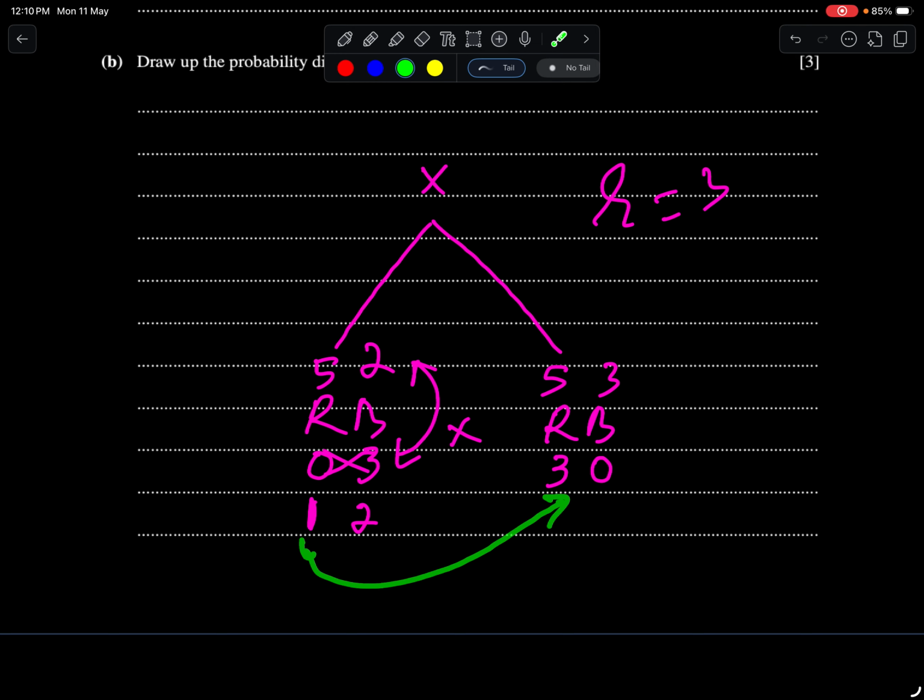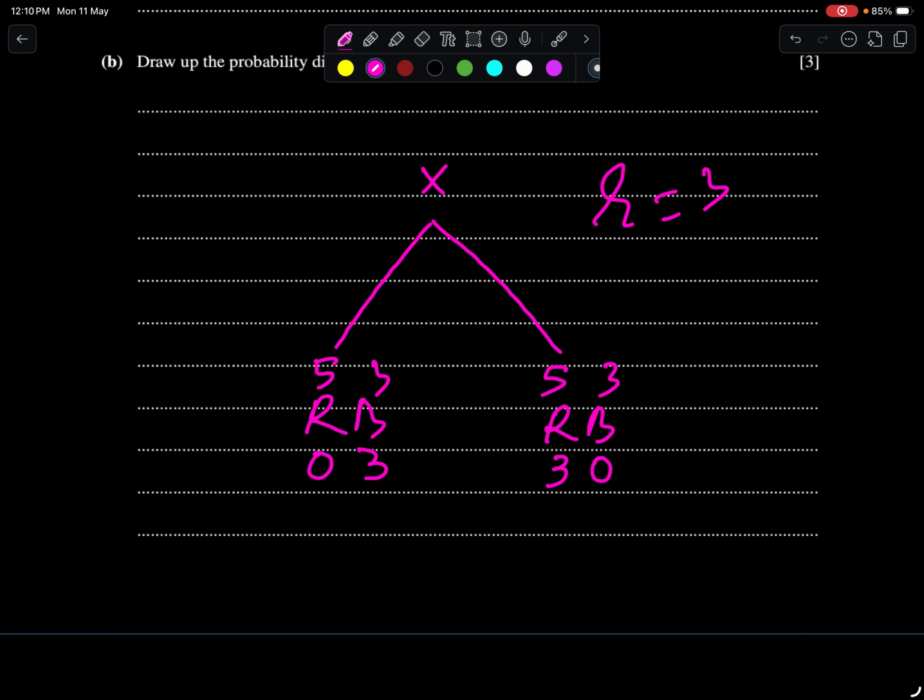So 1, 2, 3. But in this case, we have 3 blue balls. So we can have all 3 blue. So we can have no red. So x can take these values 0 to 3. So this is the way to take the values of x in probability distribution.